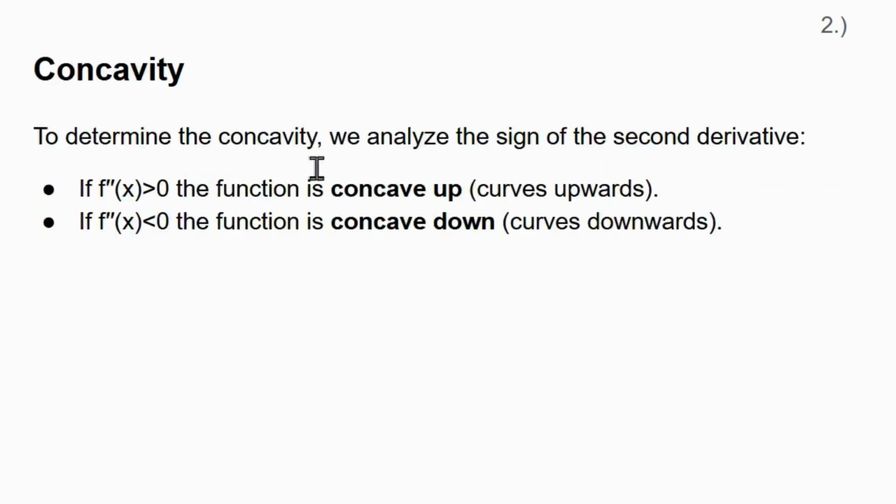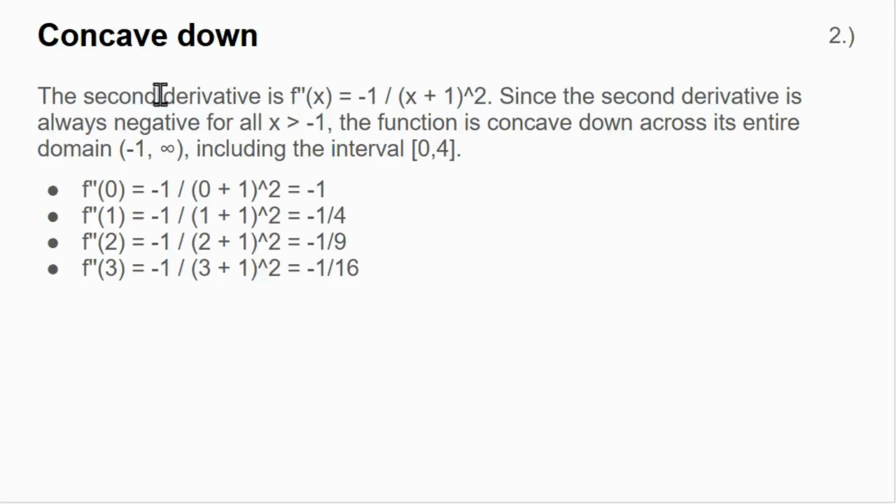To determine the concavity, we analyze the sign of the second derivative. If the second derivative is greater than 0, the function is concave up, and if it's less than 0, the function is concave down. The second derivative is negative 1 over (x plus 1) squared.